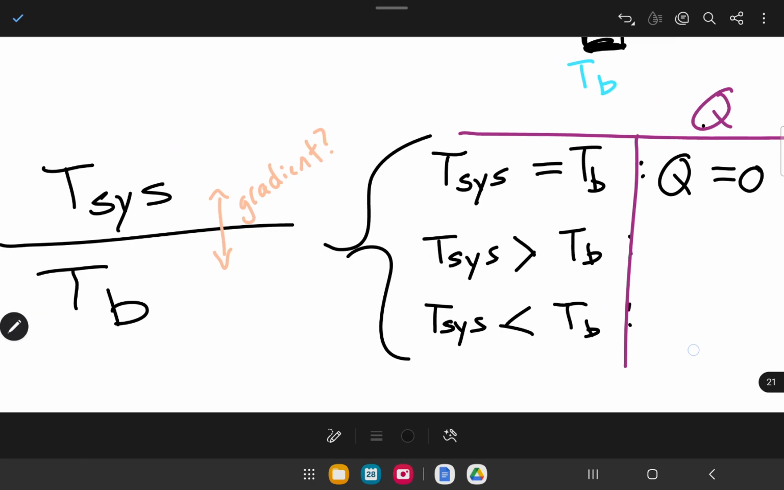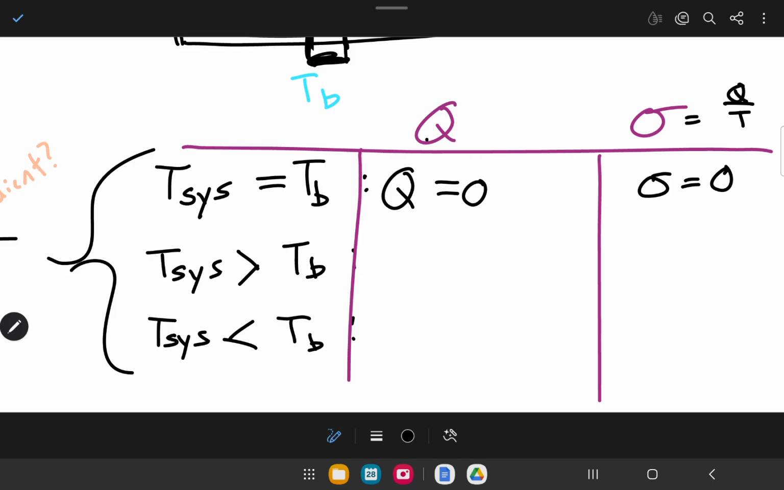Now, if the system is hotter than the boundary temperature, then we will have heat transfer. Because heat is leaving the system from that transfer, you're going to have Q is some number less than 0. It's negative. Heat is moving in a direction away from the system. Following the inequality, we will also see that sigma is less than 0.